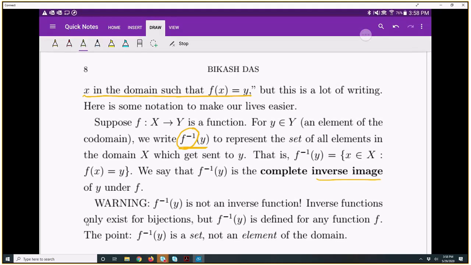So I want to highlight here, f inverse of an element y in the codomain is going to be x belonging to the domain such that f of x maps to y. It is this set.